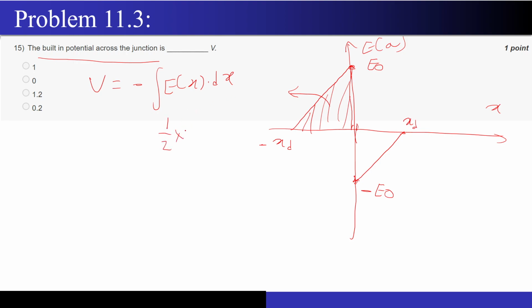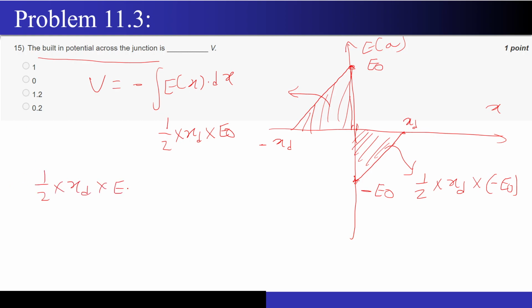Half xd into E naught, right? And similarly, if I try to calculate for the right-hand side, it will be half into xd into minus E naught, right? So now if I just add these two things, half into xd into E naught minus half into xd into E naught, what did you get? 0. So the built-in potential for the diagram that they had given, where they had inserted a charge sheet density, right?